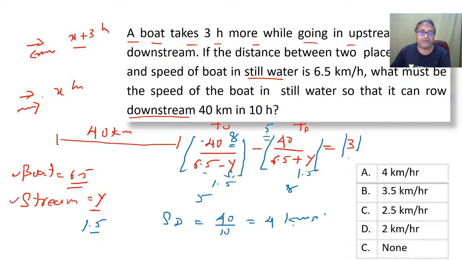The speed of downstream is the speed of the stream plus the speed of the boat, and the speed of the stream is 1.5. So what should the speed of the boat be so that the downstream is 4? The speed of the boat should be 2.5, so that 1.5 plus 2.5 gives 4. So that's your answer. It's a very important chapter, and there are alternate ways rather than the bookish way to answer this question.